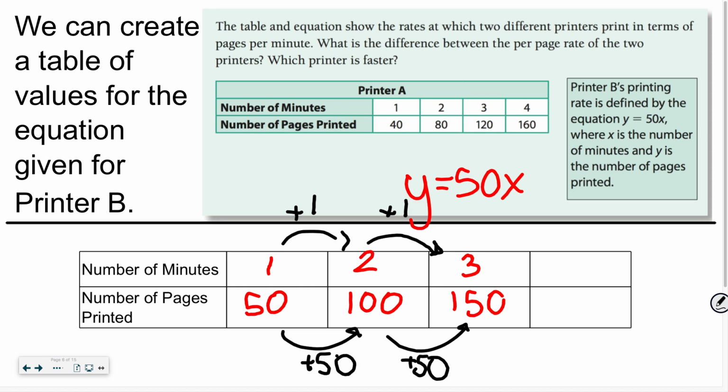Comes into play when we talk about slope, because when you graph it, that's really your growth.